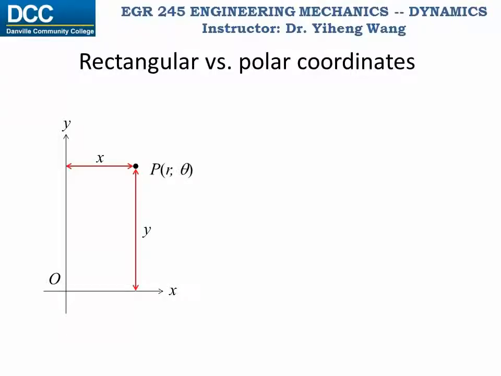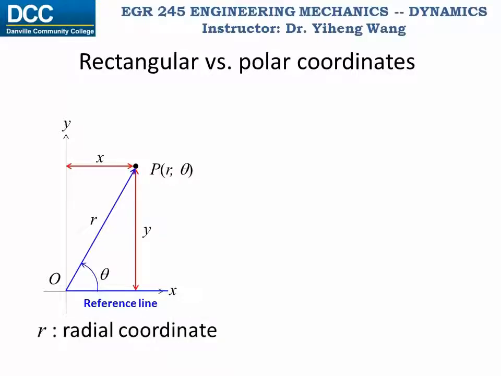In this case, r represents the distance from the origin to this point, and theta represents the counterclockwise rotation of r relative to a reference line, which is always a fixed line, commonly chosen to be the same line as the x-axis. r is known as the radial coordinate, and theta is known as the transverse coordinate.